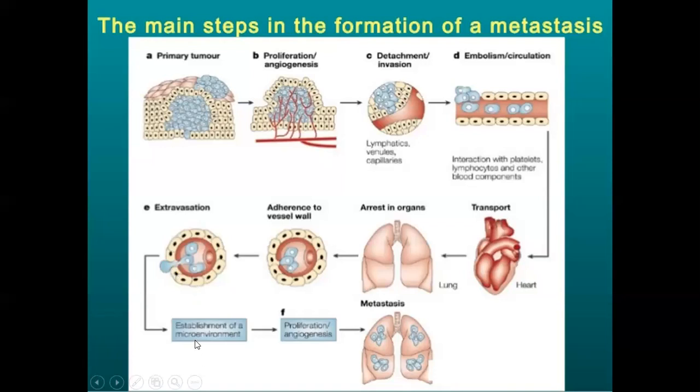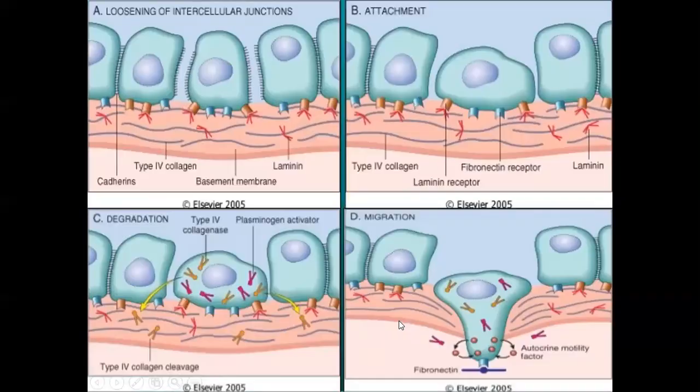Uske baad establishment of a micro environment, then the proliferation of angiogenesis. Isi tarah ye embolism jo hai ye transport hoga heart mein, fir uske baad rest in the organs, adherent to the vessel wall, and then extravasate and move to the establishment of the micro environment, proliferation, angiogenesis, and that's how the metastasis starts.